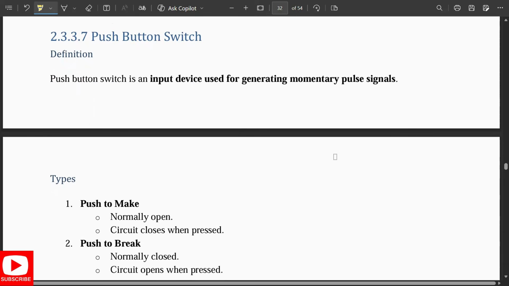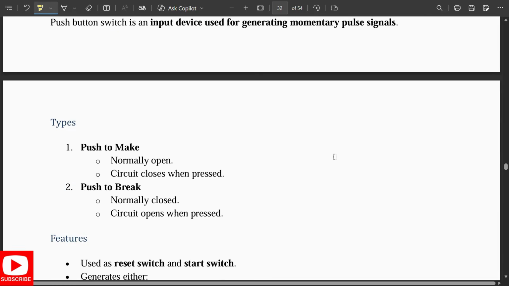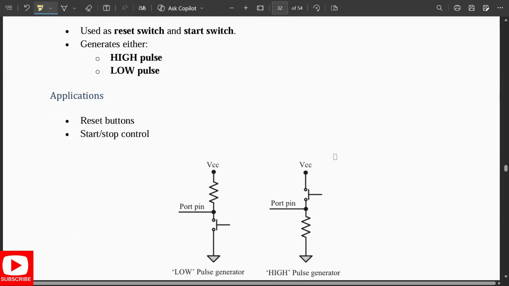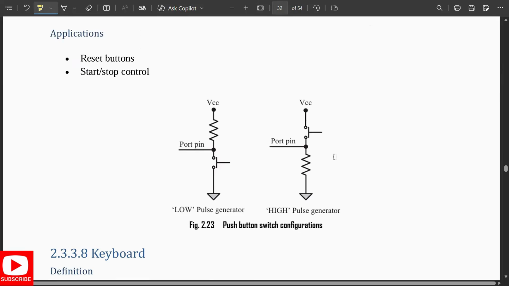Next comes the push button switch. It is an input device used for generating momentary pulse signals. We are having two types: one is push to make and the other push to break. Push to make means normally open, and the circuit closes when it is pressed. Push to break means normally closed; when you press, the circuit opens. Features: it is used to reset, or you can use it as a start switch. It generates a high pulse or a low pulse. So this is a push button switch configuration.